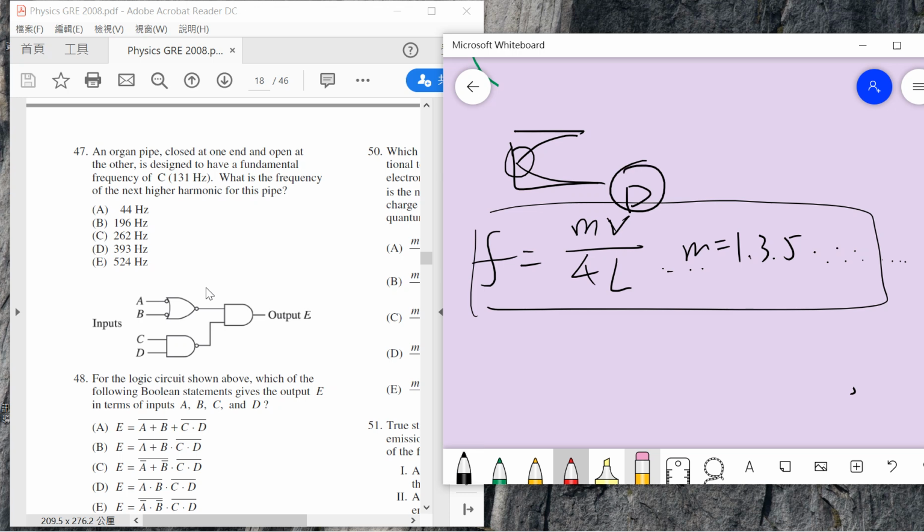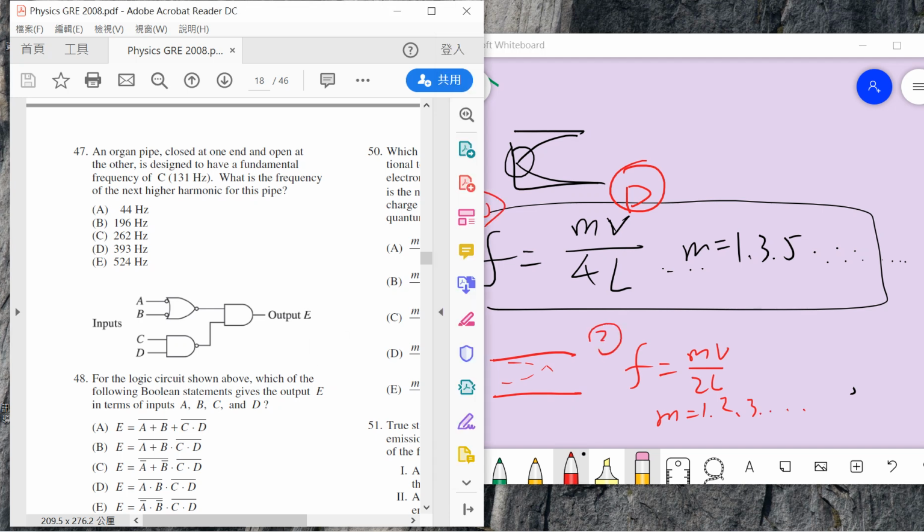By the way, you need to remember the formula. And I also remind you guys, if both ends are open, then this is the answer, where m is 1, 2, 3. You need to remember these two formulas because the subject GRE likes to ask about this question.